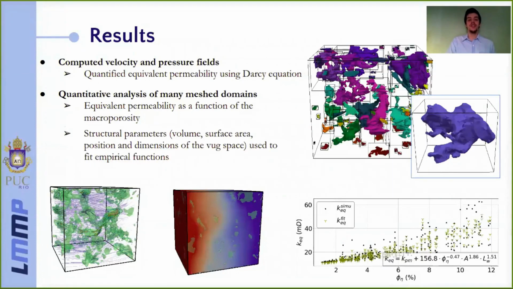Furthermore, the structural parameters of the many meshed domains were used to fit empirical functions capable of describing the variation of equivalent permeability among the domains. Here we show the empirical function that was most accurate.